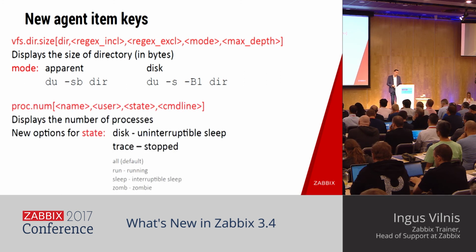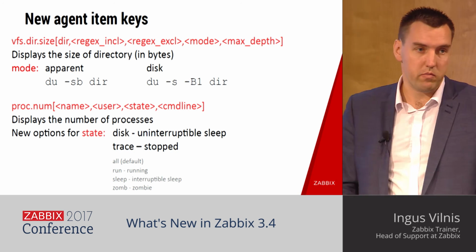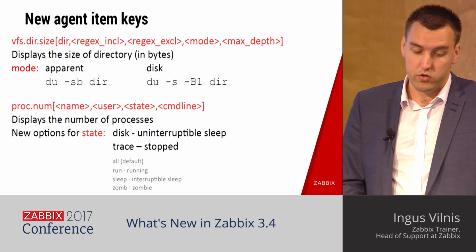Also, a minor thing, but if you're monitoring the number of processes running, the procnum item key has also received 2 new states, disk and trace. All the others, all, run, sleep, and zombie, were in the previous versions as well.